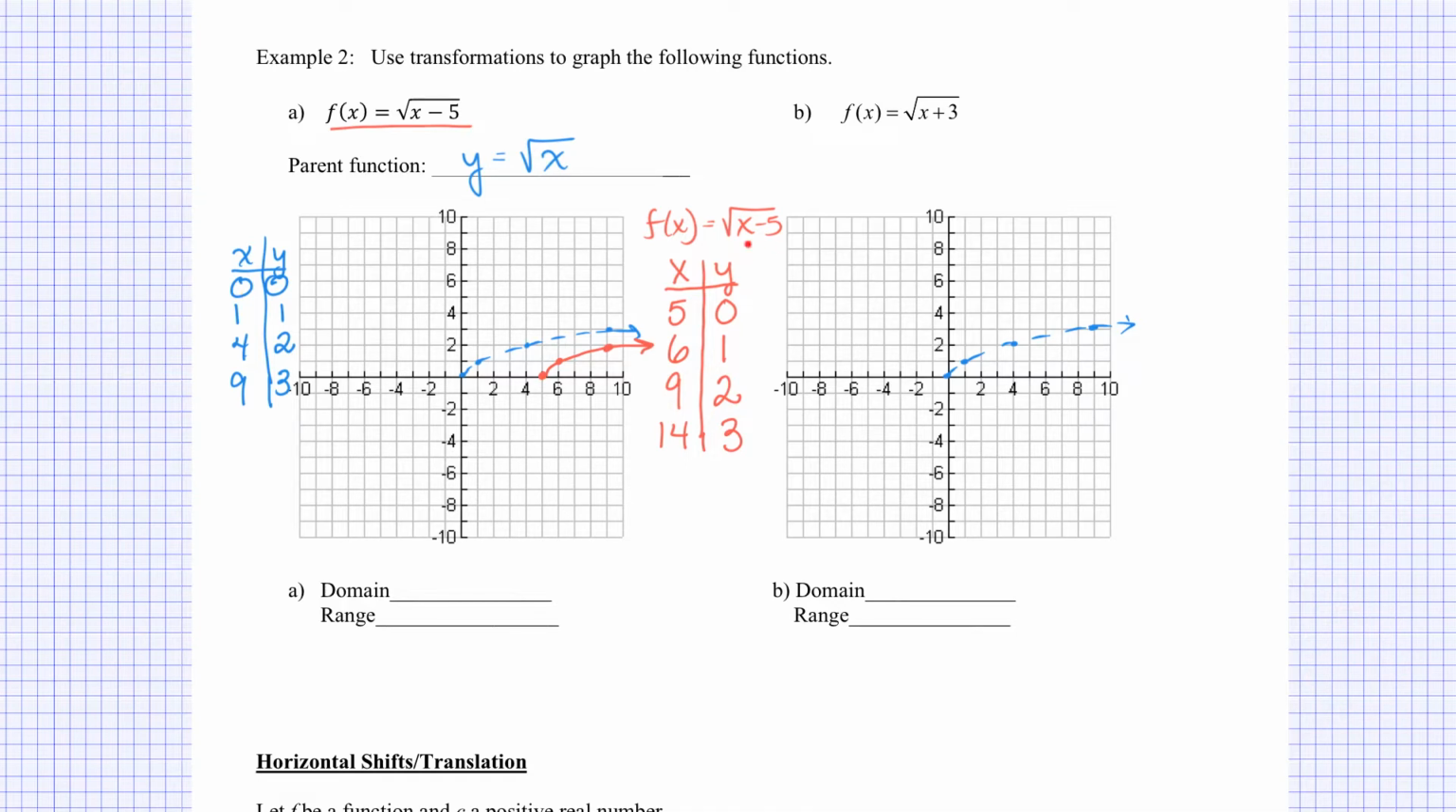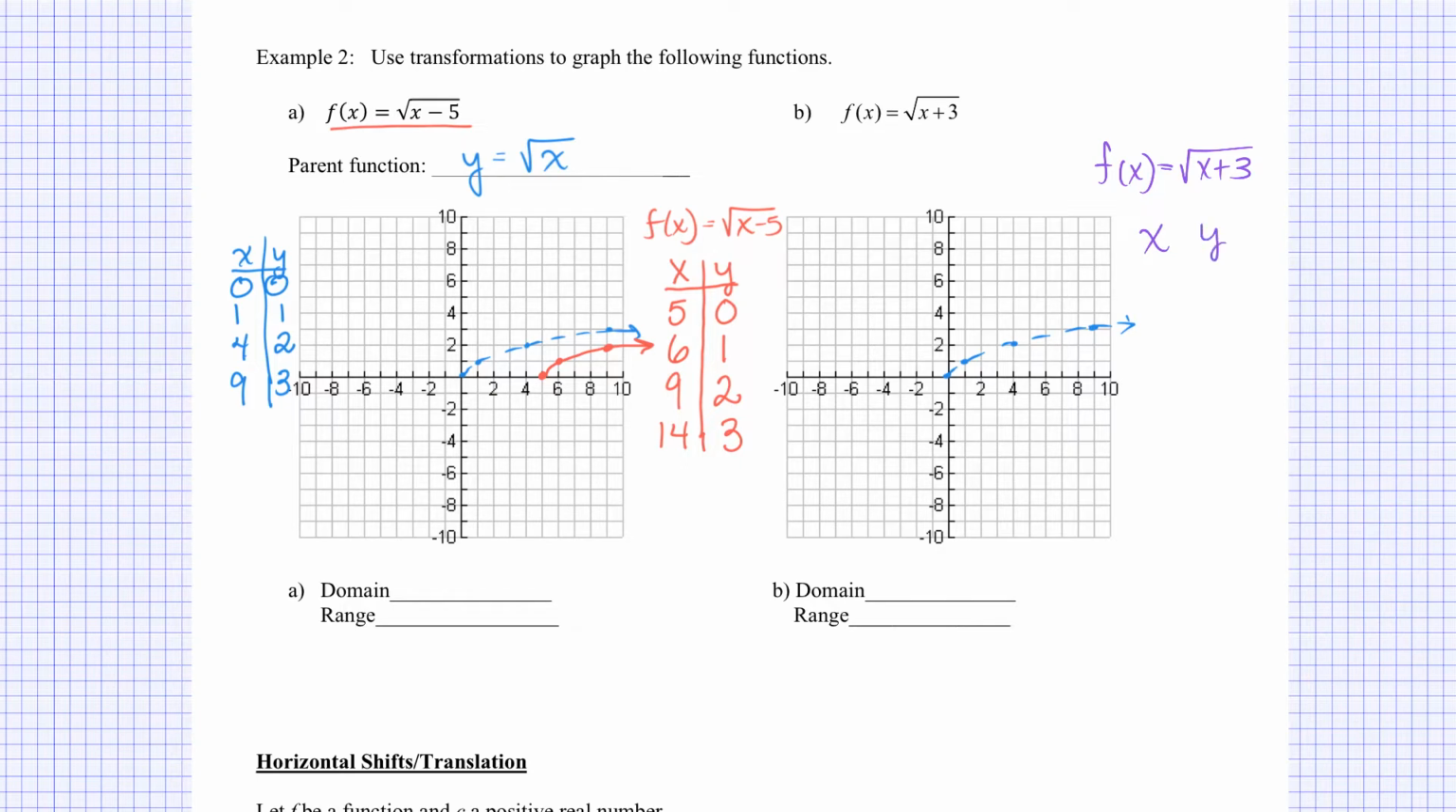We wanted to end up with 1, so we had to add 5. We wanted to end up with 4, so we had to add 5. We wanted to end up with 9, so we had to add 5 to each what? To each x value. Adding 5 shifts it to the right 5 units. Now let's see what happens over here when we look at graphing f of x equals the square root of x plus 3.